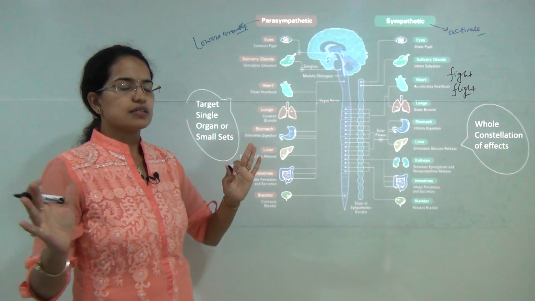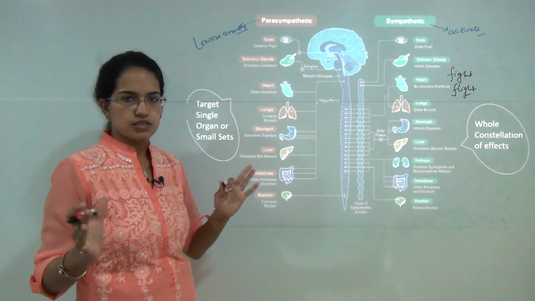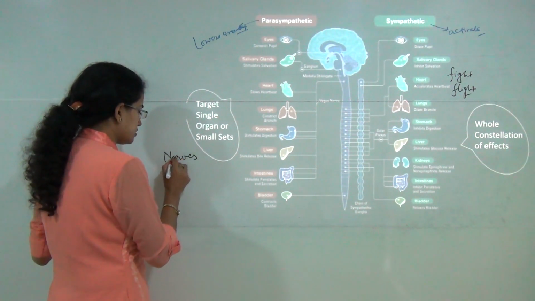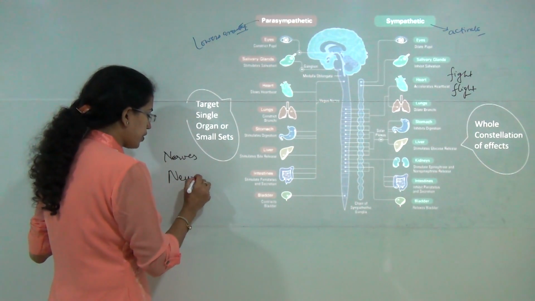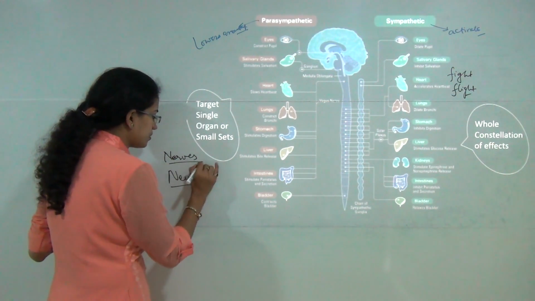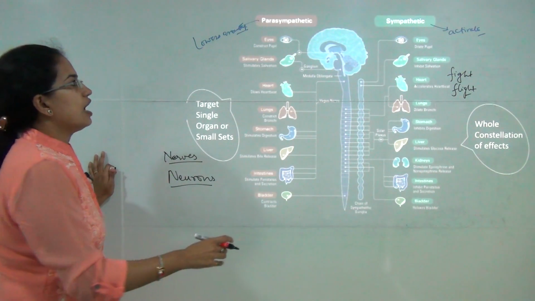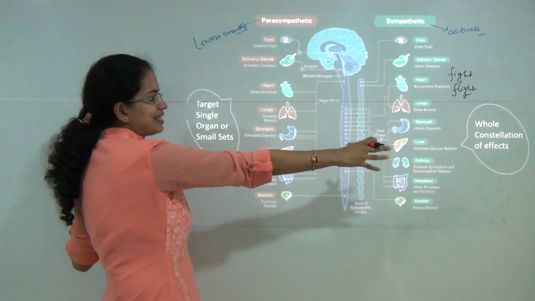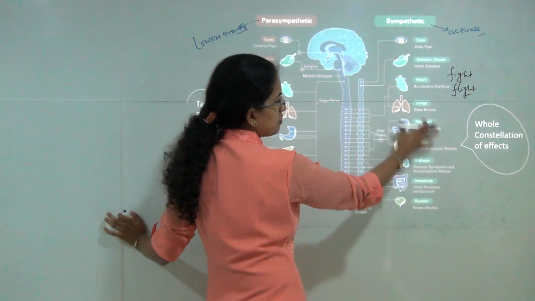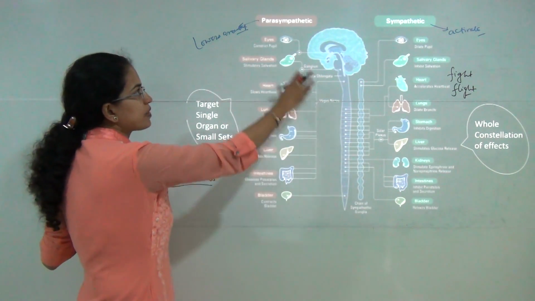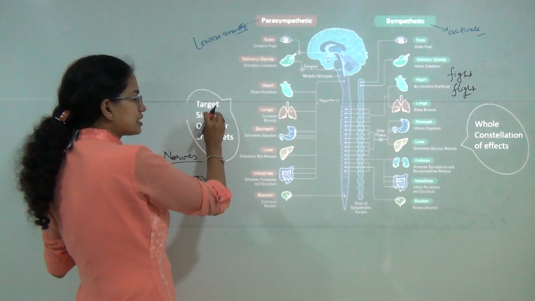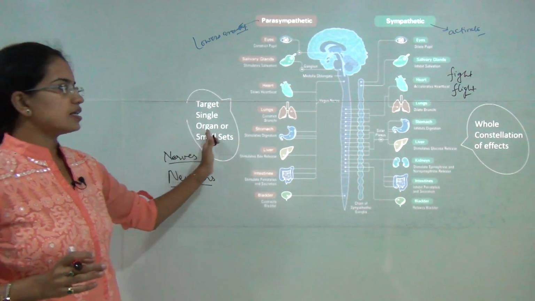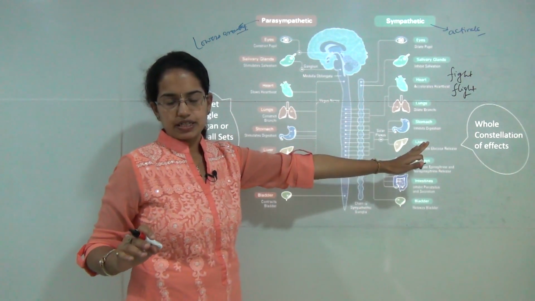Now, the nervous system is composed of numerous nerves, and those nerves are made up of neurons. So, you have neurons which are tiny as compared to nerves, first of all. And here, under parasympathetic and sympathetic, one more difference. As I said, there is a constellation of effects seen under sympathetic. However, parasympathetic targets a single organ or small sets of organs, in contrast to what happens under sympathetic.